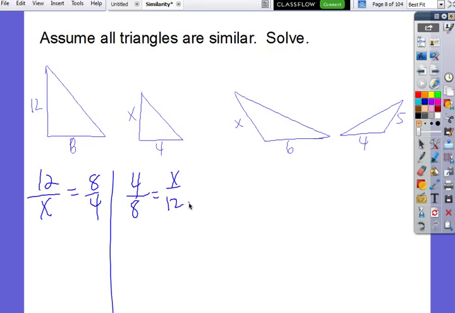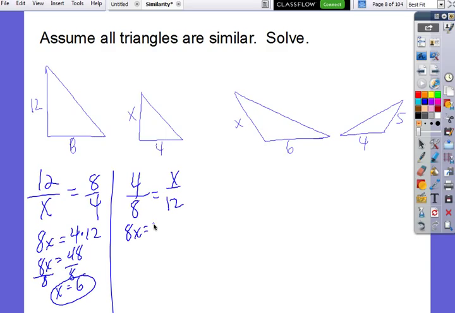How do I solve a proportion like this right here? What do I do? Cross multiply and divide. So what is 8 times X? 8X. And then I've got 4 times 12. So then 8X equals 48. Divide by the 8. You get 6 for your answer. I'm going to work this other one out. Same process. I get 8 times X, 4 times 12. Nothing changes. You still get 6. So it doesn't matter which way you work it out, as long as you go in the same order when you set up the triangles or fractions.